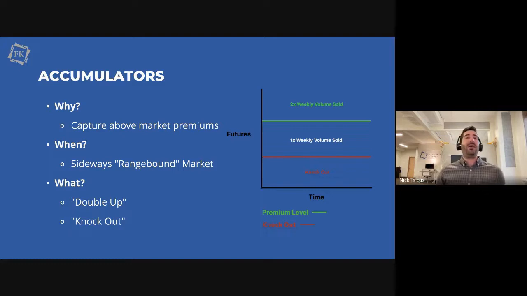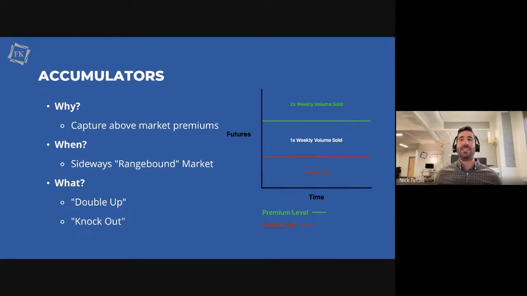So if we start a 100-week-long weekly accumulator with 100,000 bushels, that means that every single week at the close of a Friday, you will price 1,000 bushels, 100,000 over 100 weeks at that $11 price range. So for every week that the market closes between your bottom knockout level, in this case, $9, and your accumulation level, $11, you will sell that 1,000 bushels at $11. So if the market closes at $10 futures, you will sell 1,000 bushels at $11.